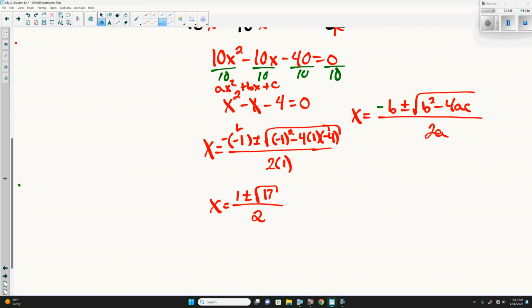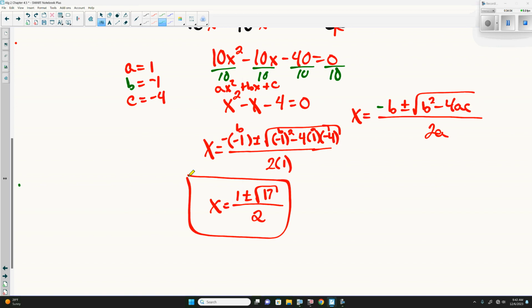So this is our b, a. Yeah, so here I didn't write it out. The number in front of x squared was 1. Number in front of x is negative 1. And c is our negative 4. Incidentally, square root of 17 doesn't simplify, it's a prime number. So the other two answers for this here are 1 plus or minus the square root of 17 over 2.